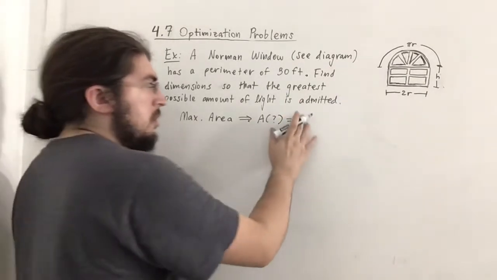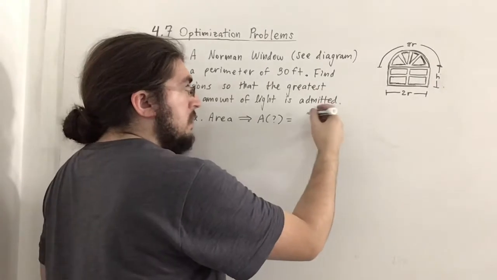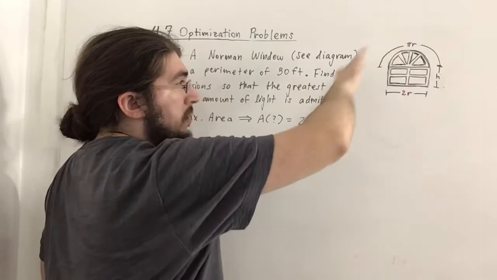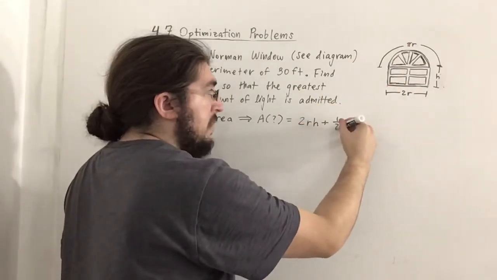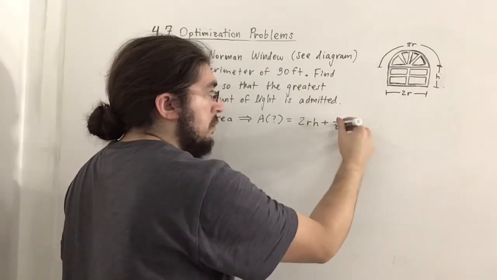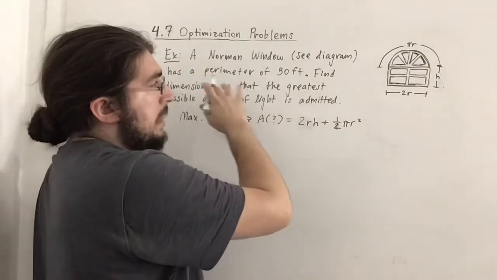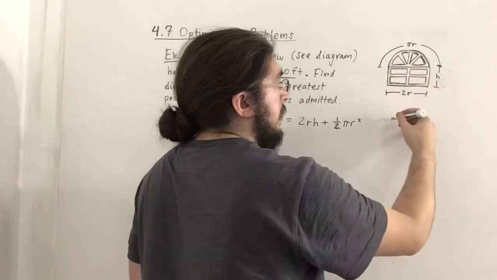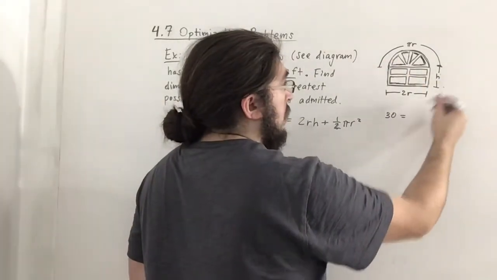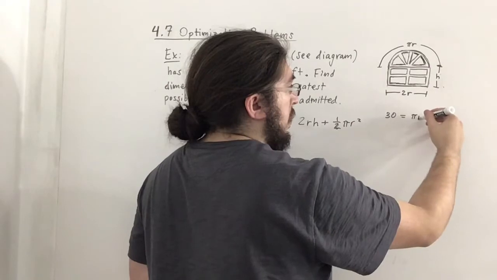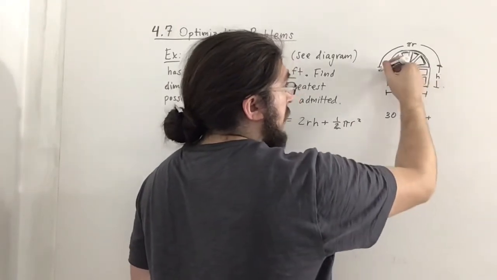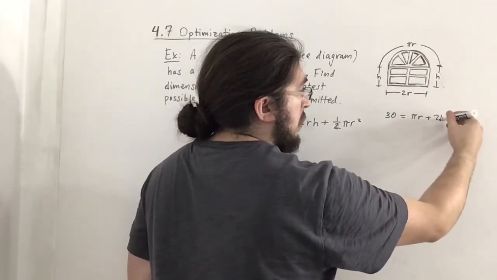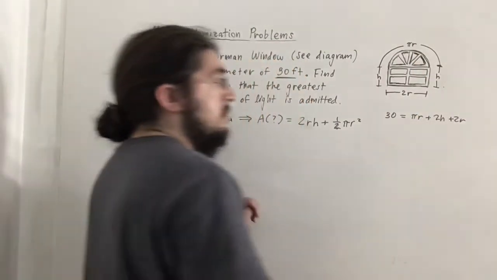In fact, maybe we can just start doing that. So the area of the rectangle is going to be 2r times h, plus the area of the semicircle, which will be half of the area of a circle, so half of pi r squared. And we actually have this 30 feet, which is the total perimeter again. So 30 is equal to the half circumference pi r plus two of these h's, because we have another h here if we want to go all the way around, let's say. So 2h plus 2r. That's kind of an interesting formula.